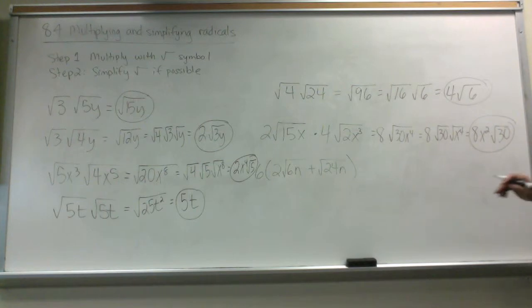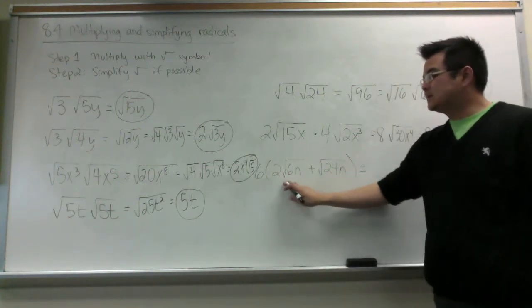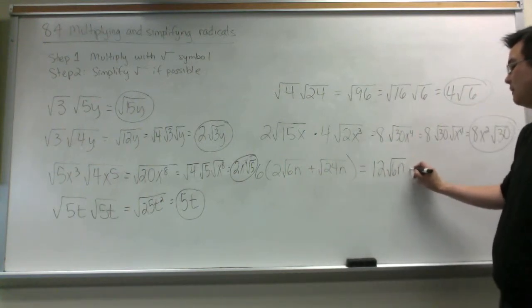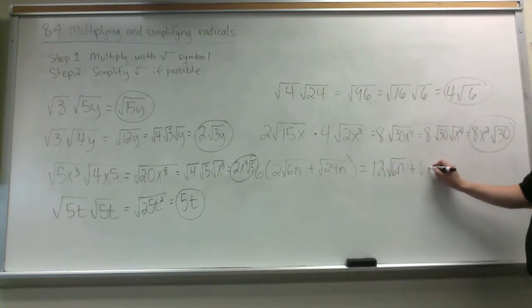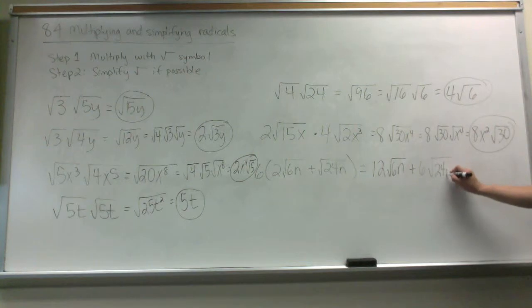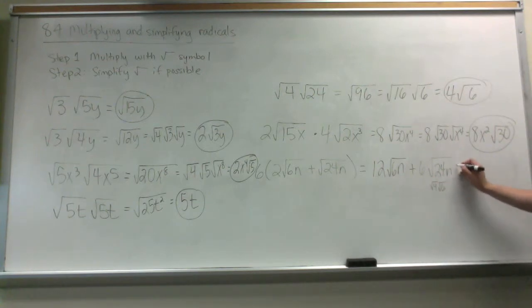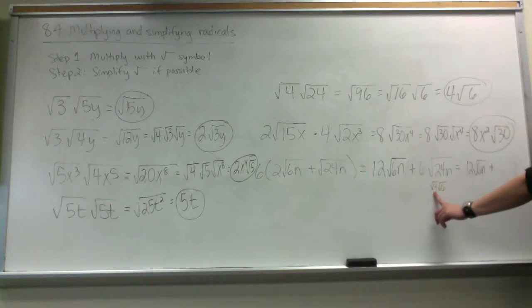In our last example, I have a 6 with a parenthesis, so I'm going to distribute the 6. 6 times 2 root 6n is 12 root 6n, plus 6 times root 24n is 6 root 24n. Now I can simplify the radical 24 into 4 and 6. So the problem will become 12 root 6n plus 6 times root 4, which is 2.